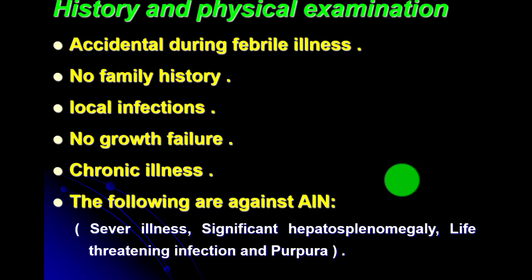Accidental during febrile illness, no family history, local infection, no growth failure, chronic illness. The following are against AIN: severe illness, significant hepatosplenomegaly, life-threatening infection, and purpura.